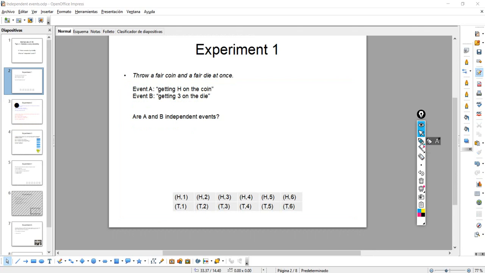Just to confirm, we already know that they are independent. We have already established that.